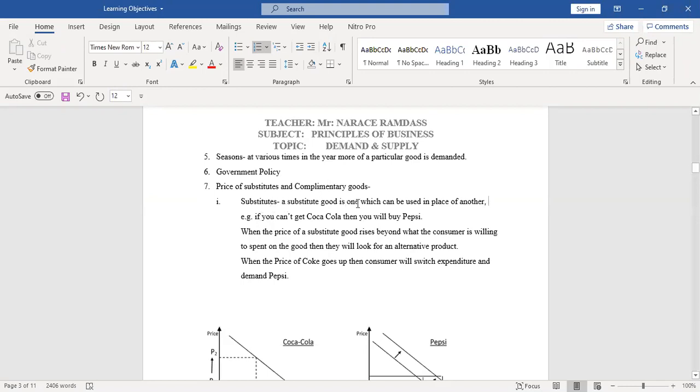A substitute good is one which can be used in place of another. What that means is if you're accustomed to buying a product, but for some reason you can't get the product, then you will look for the next best alternative. The next best alternative is the closest substitute you can find. So let's say for some reason you can't get Coke, then the best option is Pepsi. Yes? And all those who tell me that they don't drink Pepsi, then clearly you have never been to KFC, because when you buy KFC, all you get is Pepsi.